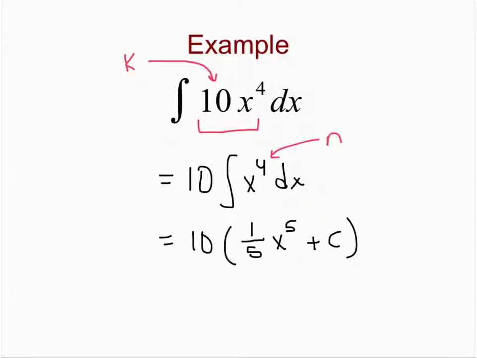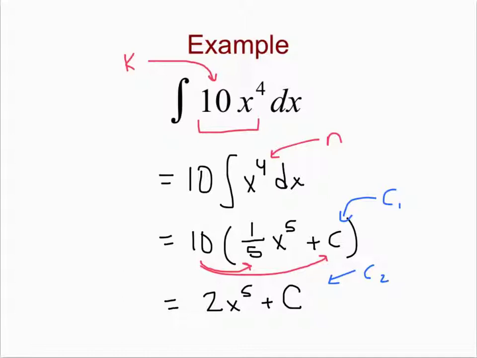Now we're going to distribute this 10, but I don't want you to be surprised when I don't write 10c. I just write c again. So 10 times 1/5 is 2. So this would be 2x to the fifth. 10 times some constant is some other constant. So usually what we do is we write c again. But keep in mind, this c is not the same as this c. We'll call this c1 and this c2. But the bottom line is that the antiderivative will have the form 2x to the fifth plus c.